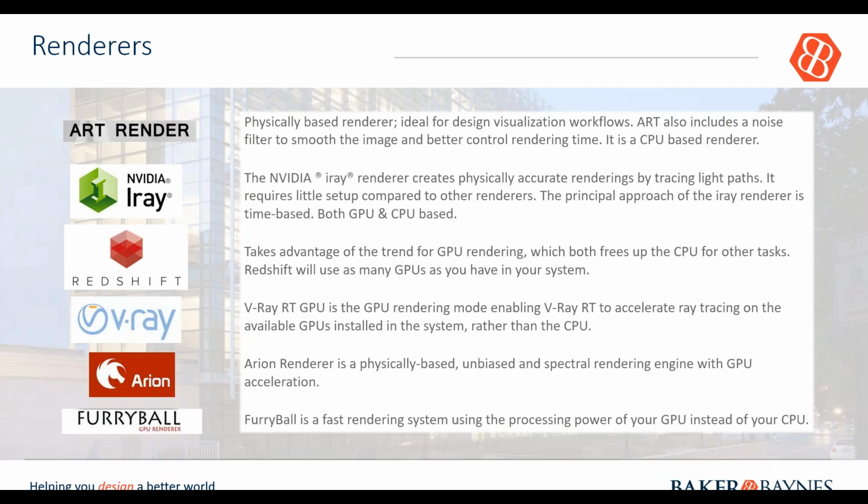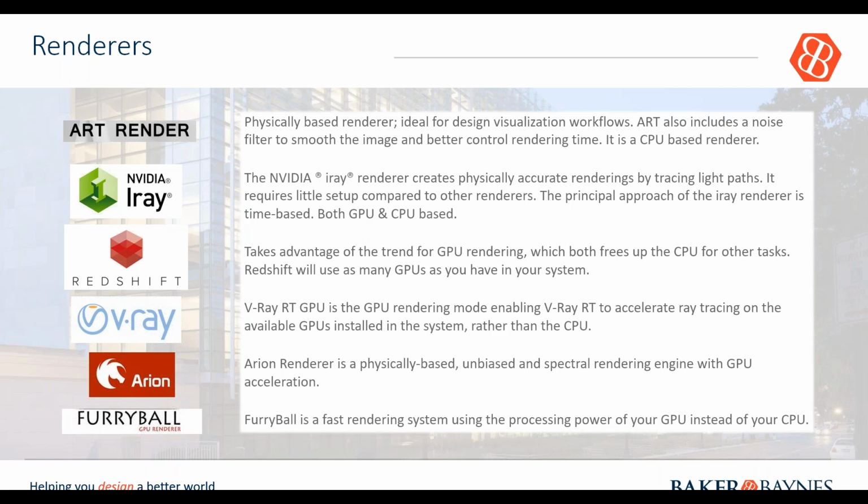So for example, your Arnold renderer is a physically based renderer, ideal for design visualization workflows. Arnold also includes a noise filter to smooth the image and better control rendering time. The main factor there is that it is a CPU-based renderer. And what does that mean? Often people just choose a renderer without actually understanding what function on their PC this renderer is using. So you get GPU renderers and CPU renderers.